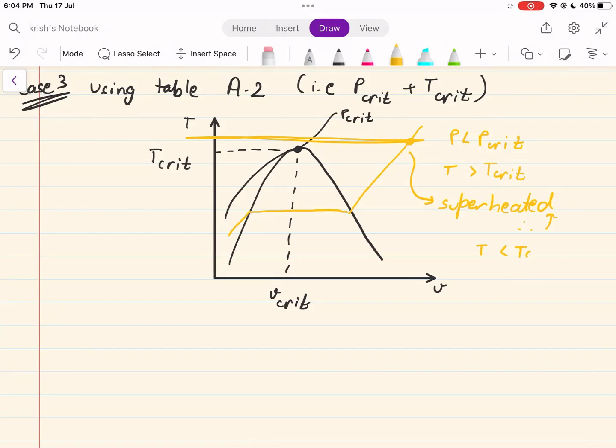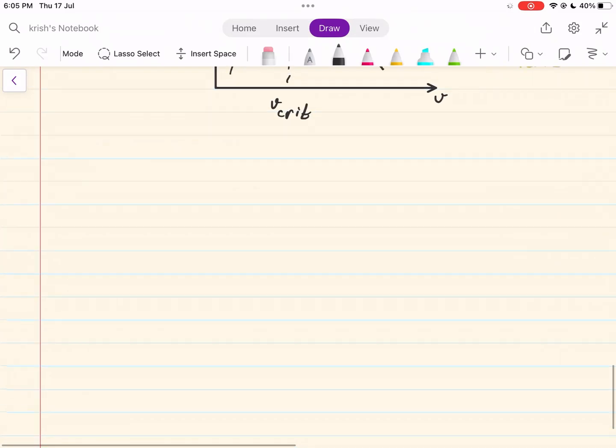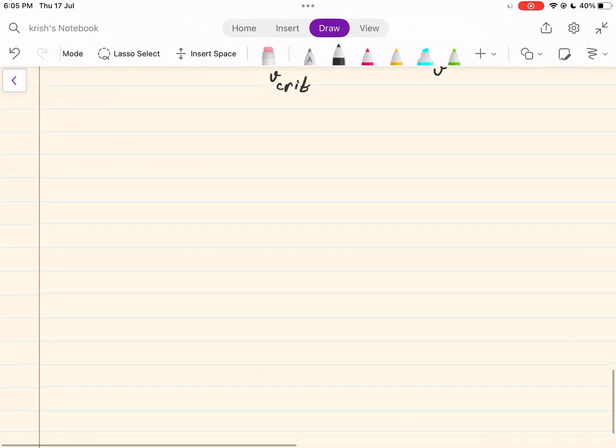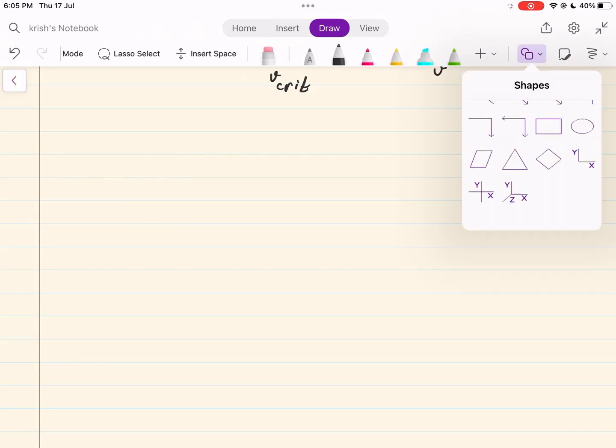However, if T is less than T crit, then we will have some trouble saying where it is, because it can be subcooled as well, it can be a mixture as well. So we will not be able to find out. So that case will never come. It will always be this case. And similarly, this concept can be translated into a PV diagram as well.